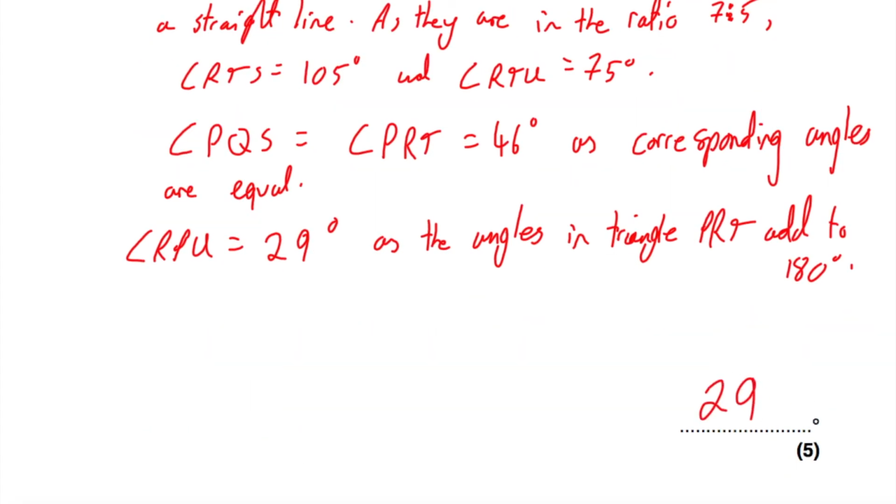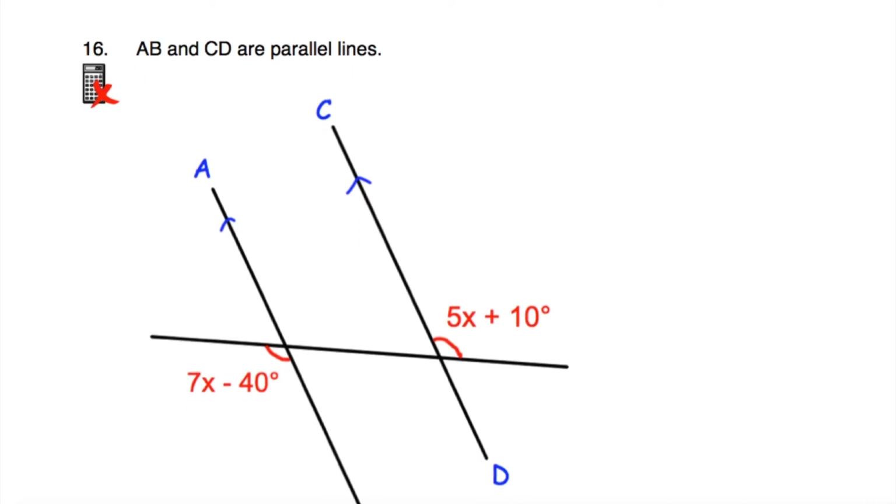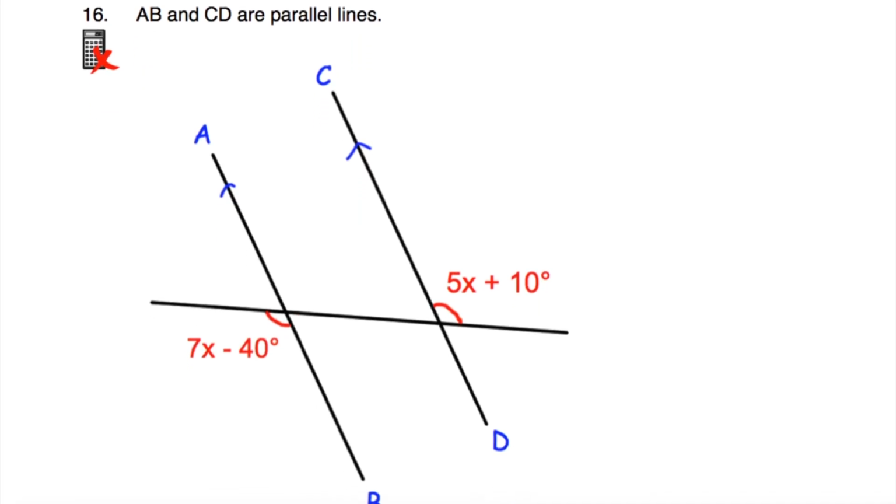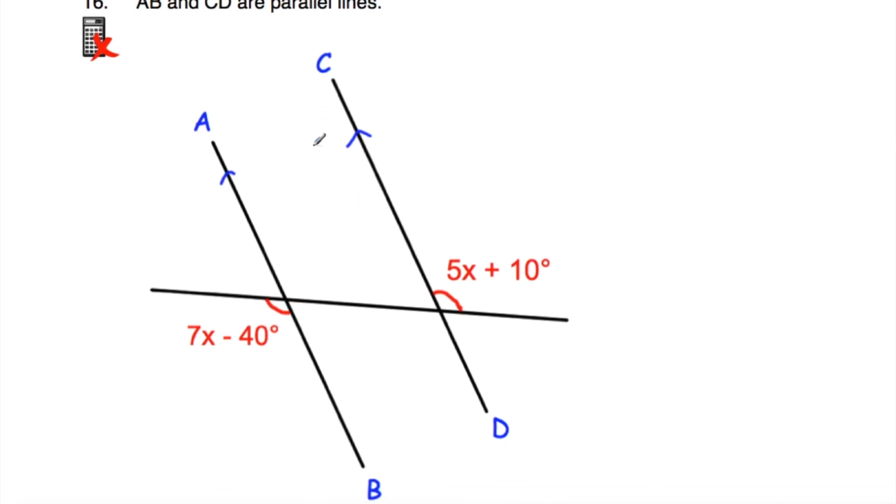Okay, and let's have a look at one last question. So question number 16, we're told that the lines AB and CD are parallel lines, and we can see that with the two little arrows. And then we've got some algebraic expressions. The size of this angle is 7x minus 40 degrees, and the size of this angle is 5x plus 10 degrees. And this angle is an obtuse angle, and this angle is an obtuse angle.